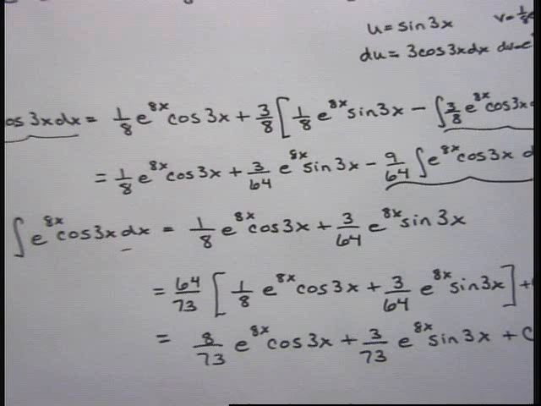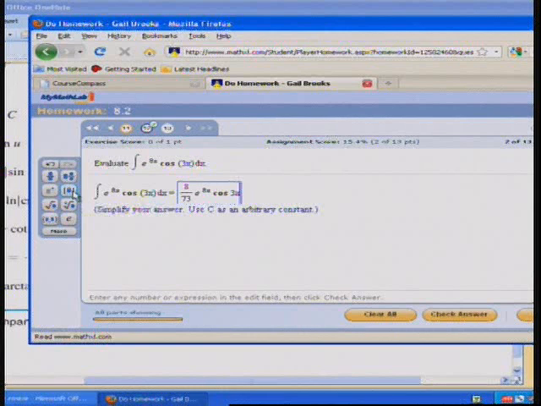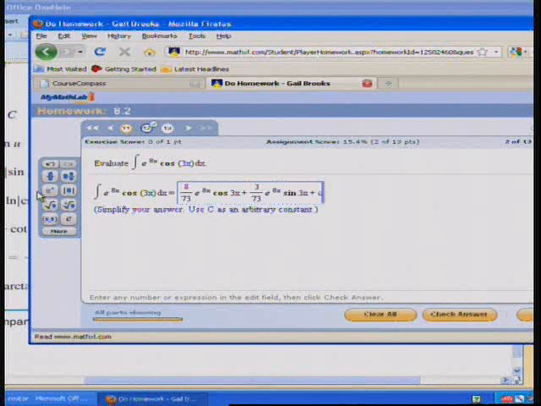I wonder if I'll get it. So 8/73 e to the 8x cosine 3x plus 3/73 e to the 8x sine 3x plus c. What do you think? Okay.